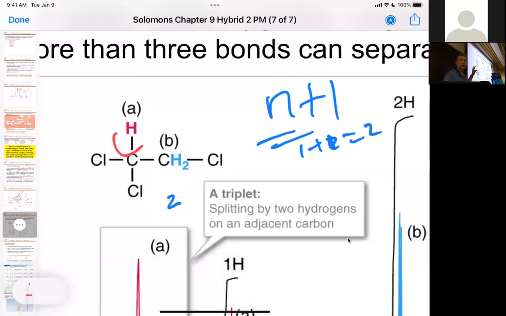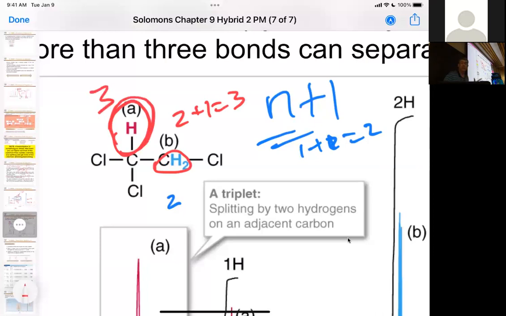Let's look at this one here. This is going to give 1 peak. So that's the 1 and the N plus 1. We have a total of 2 hydrogens within 3 bonds. So that's going to give us 2. So 2 plus 1 is equal to 3. So this one's going to give us 3 peaks.